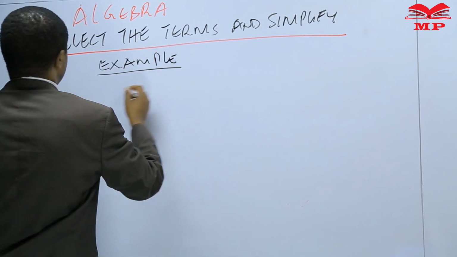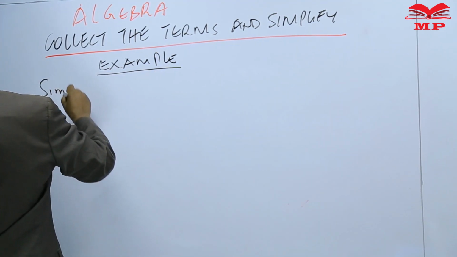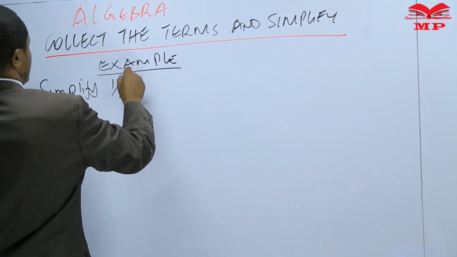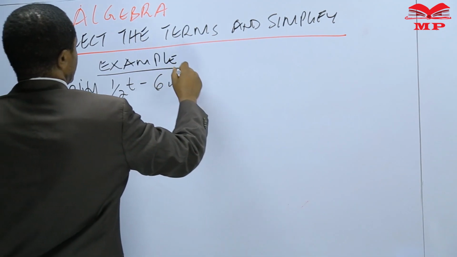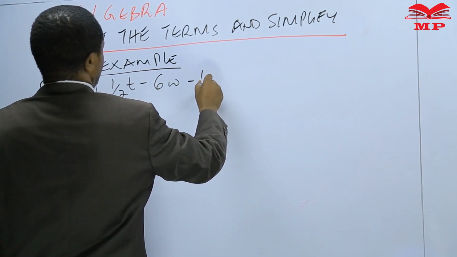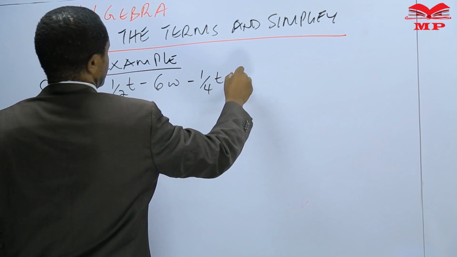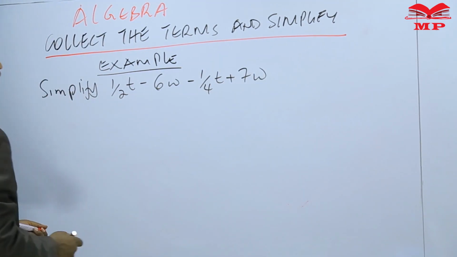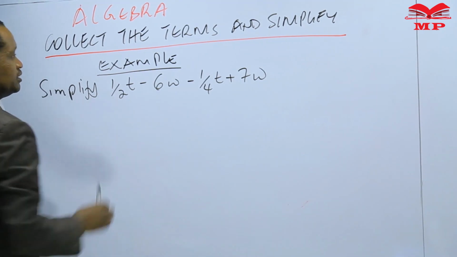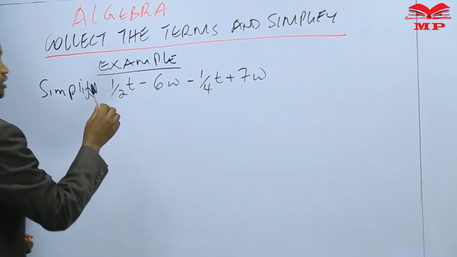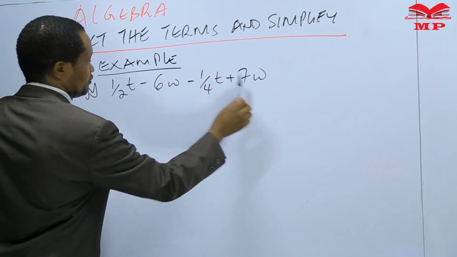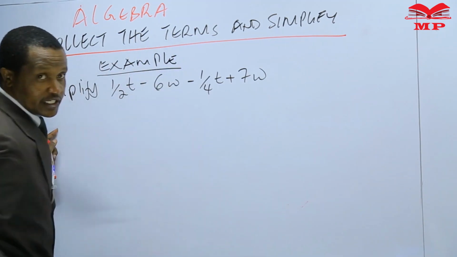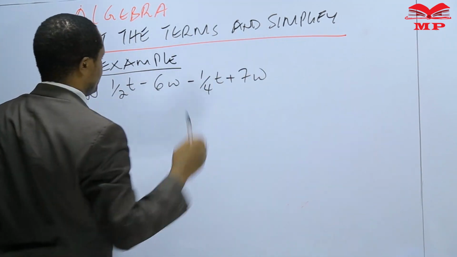Example. Simplify 1 over 2 t minus 6 w minus 1 over 4 t plus 7 w. Simplify. You can see this algebraic expression has how many terms? 1, 2, 3, 4 terms. So first we will collect the like terms, then we simplify.